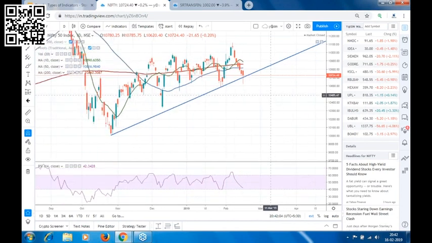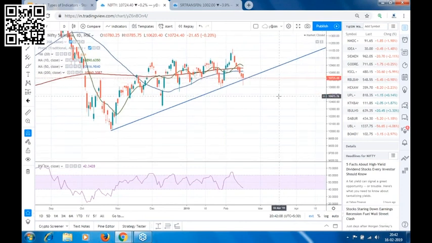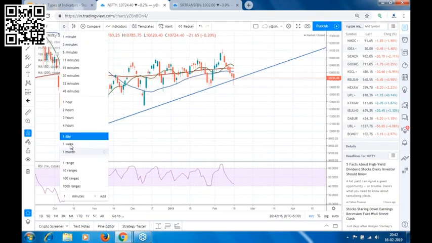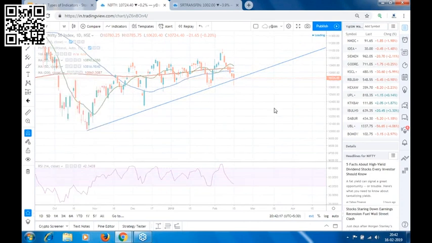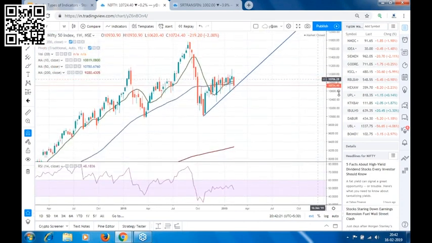Anyway, Nifty is in a downward trend right now. It's bearish because it's trading below the 200 period moving average. There is no clear direction in Nifty at the moment.